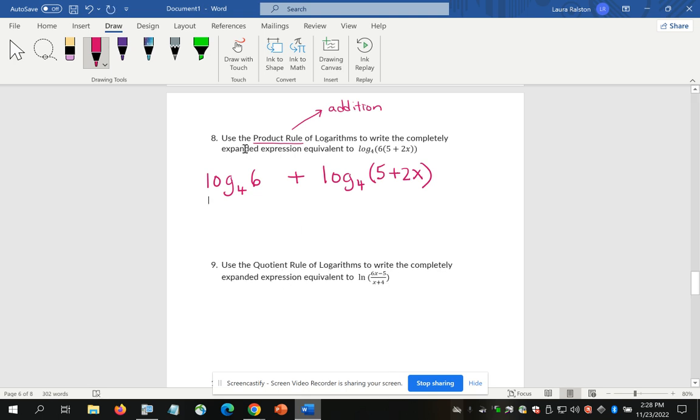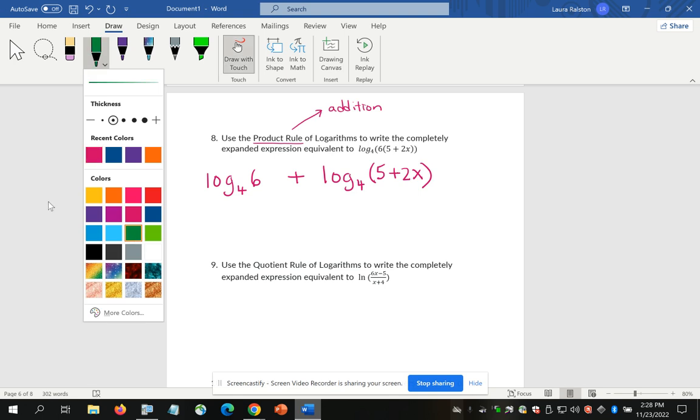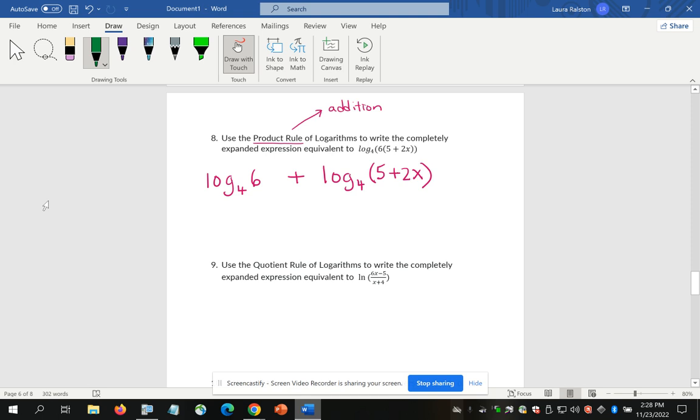The next question says use the quotient rule to write the completely expanded expression equivalent to. So this one is asking you about quotient rule, and the thing I remember about quotient rule is that the quotient rule converts to subtraction. So I would have the natural log of 6x minus 5 minus the natural log of x plus 4.